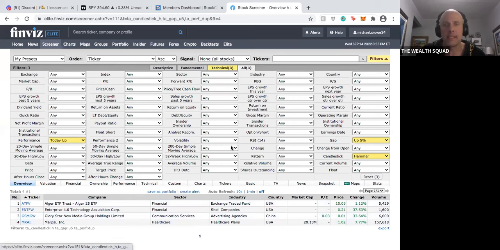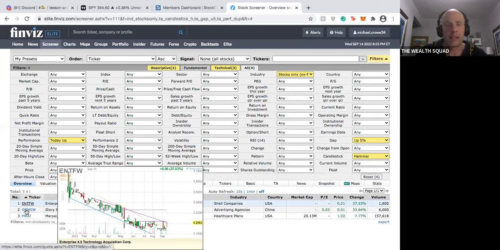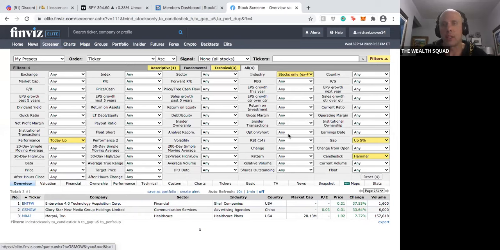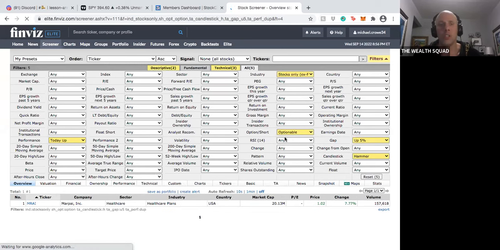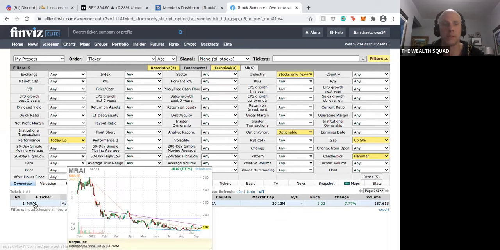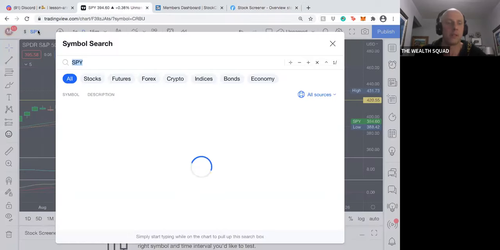And granted, these are ETFs. I don't want to look at the ETFs because ETFs move much slower. You can look at the ETFs if you want to, but you have 3 opportunities here. For these 3, now you can look and see if you want to trade options on them. Are they optionable? Only one of them. So because one of them is optionable, let's go look at this one, MRAI. Let's look at it on TradingView, just because it's a cleaner look than what Finviz is.